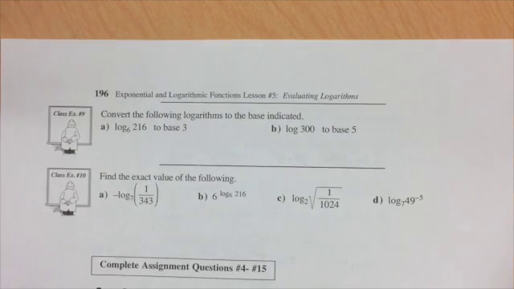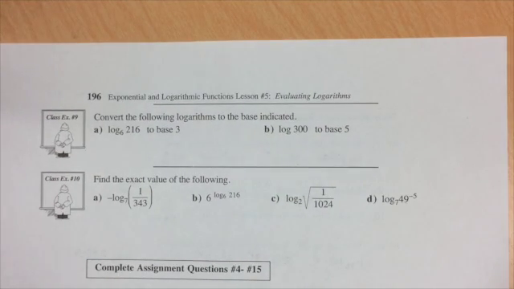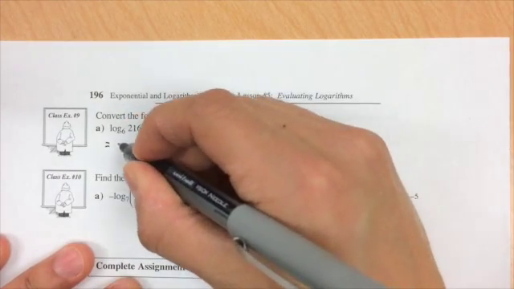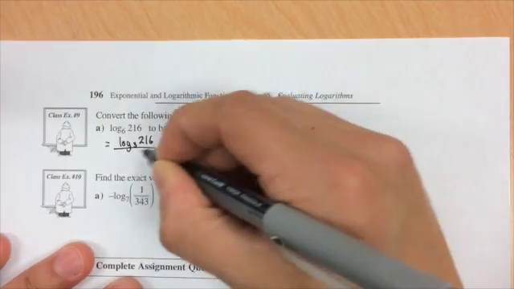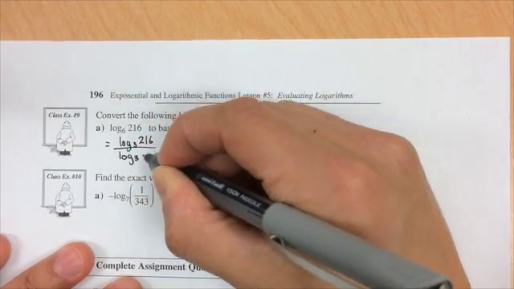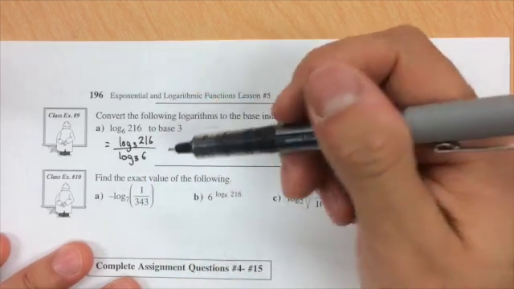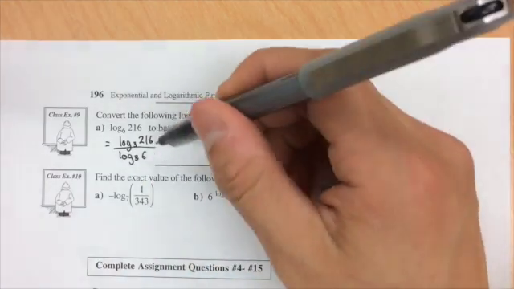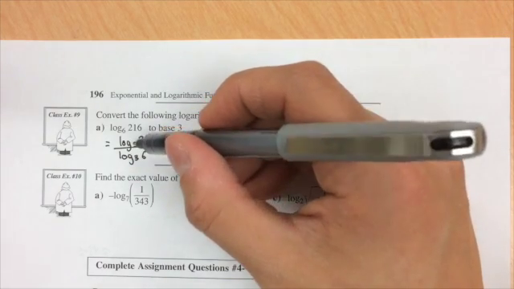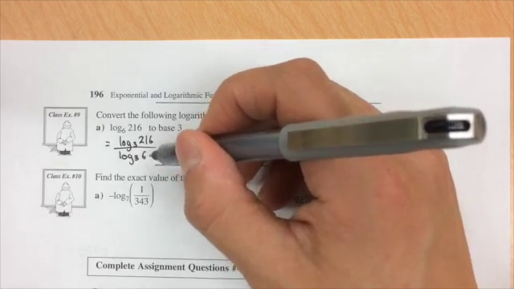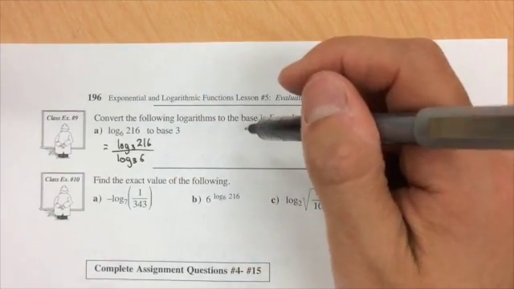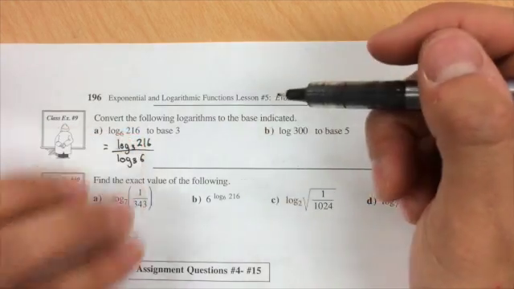All right, so convert the following logarithms to the base indicated. So I want to convert log 6 of 216 to a base 3. Well, I can just express this as log 3 of 216 divided by log 3 of 6. And if I was being asked to find the value, I could just calculate it as log 10 of 216 divided by log 10 of 6. So I could just type it into my calculator without those 3's as the base.